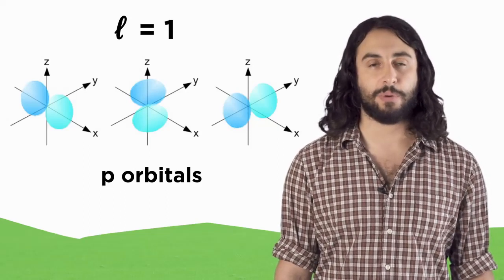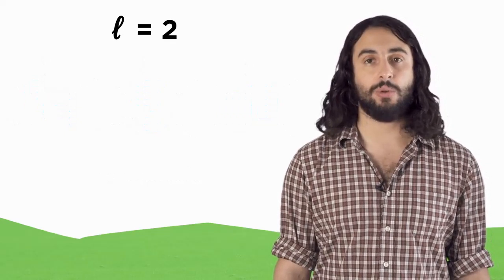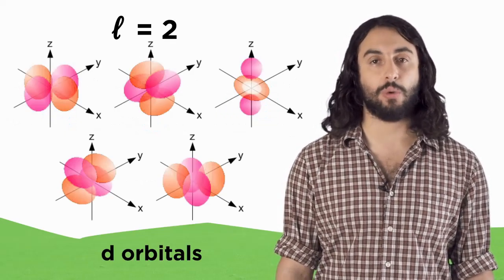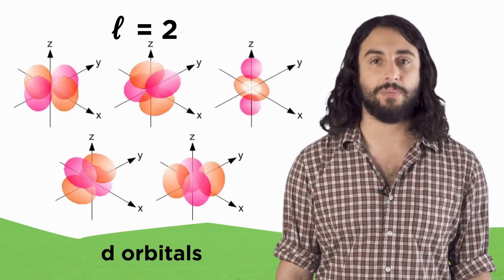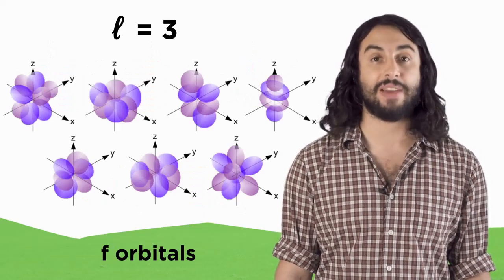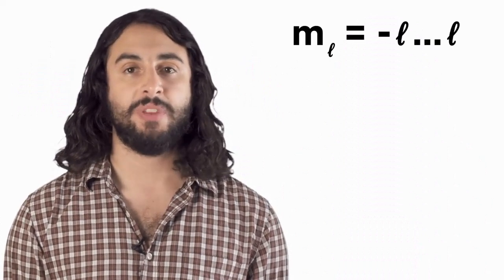There are 3 of these per energy level. When L equals 2, we are describing d orbitals, which are weird looking, 5 of these per energy level. And when L equals 3, we get f orbitals, which are even weirder looking, 7 per energy level. Next, we have the magnetic quantum number, m sub L. This can have a value of anywhere from negative L to L.